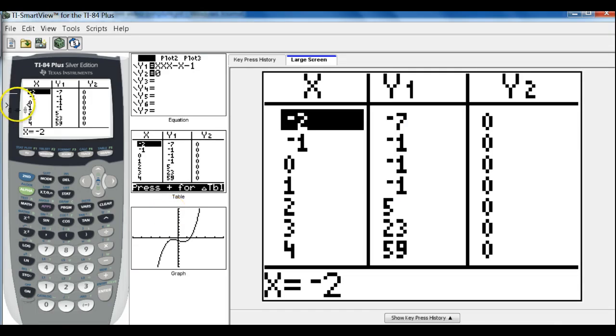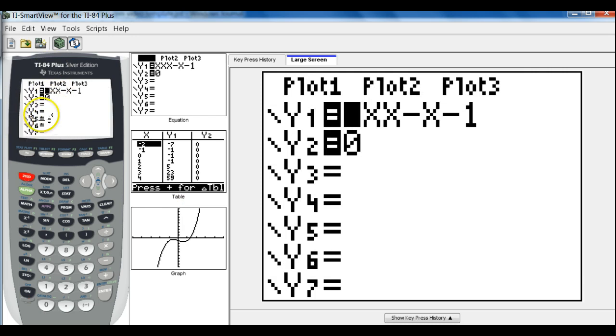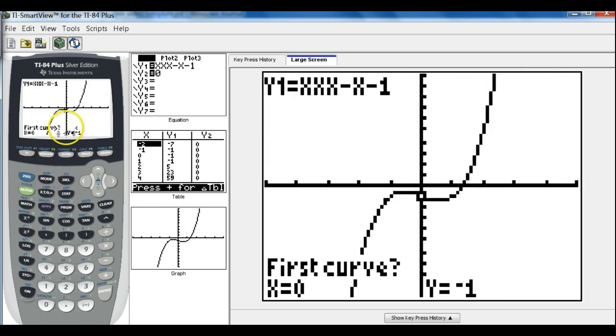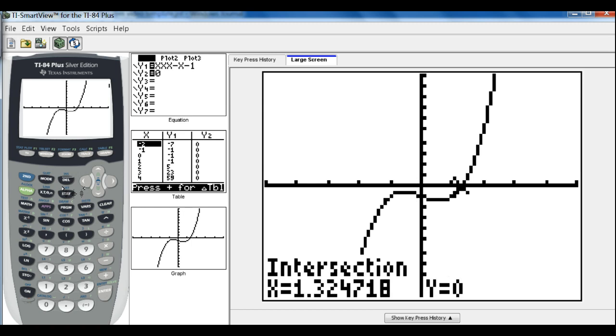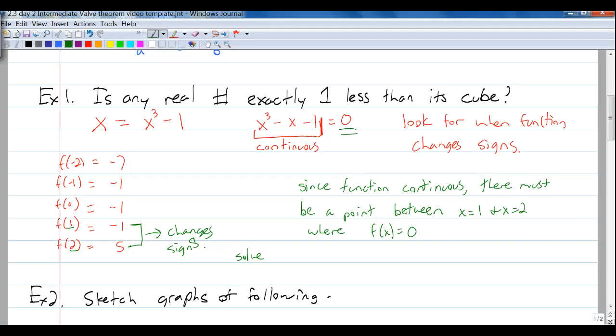And then to actually solve it, use the calculator. All you do is go to your y1, y2, second trace 5, enter, enter, enter, and it should jump over to where that point is. And sure enough, when it goes through the 0, x is 1.325. So we would say that it happens when x is 1.325. Again, the theorem itself did not tell me that value.